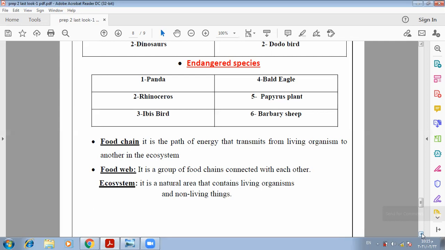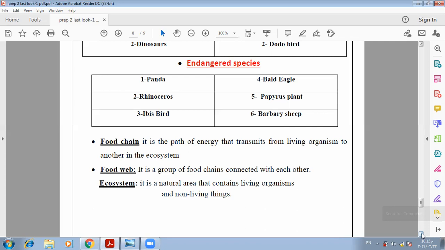The lion or tiger's fate is that it will die. After dying, what happens? It will decompose. And then? It will return to the soil. And the soil produces another plant and so on. This is the food chain. It is a path of energy transmitted from one living organism to another in the ecosystem. Ecosystem is a natural area that all living organisms, or even non-living things, are contained or found in.